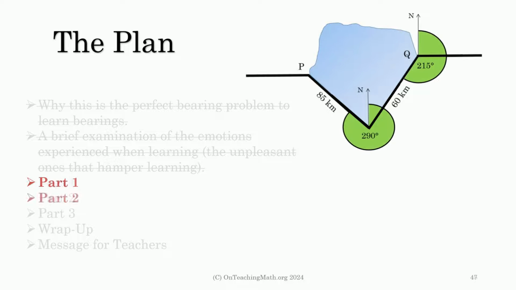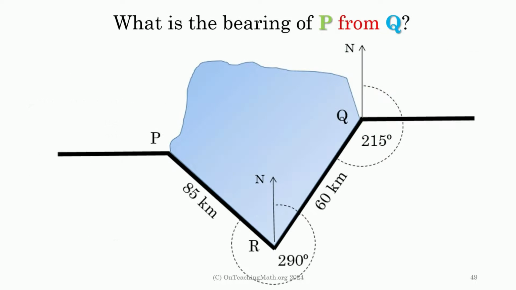Let's go ahead and move on to part 2 now, shall we? So part 2 says, what is the bearing of P from Q? Man, when things are worded that way, it's kind of confusing because we don't usually speak that way. We would usually say Q to P. The way we think about it is you're standing here, and what's the bearing from here to P?